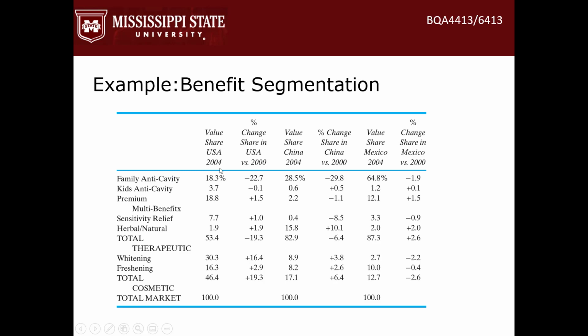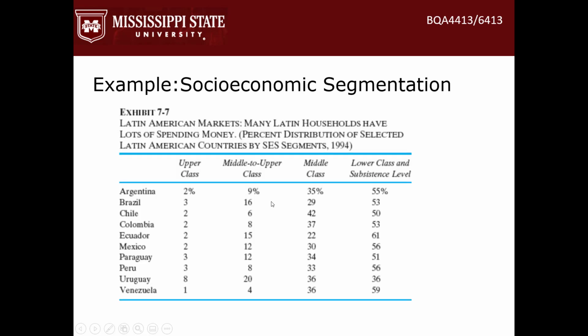So here's a little example of a segmentation for different countries, and this is for toothpaste. And we have 3 different countries, and we have the different segments of the market, and we can see how the different segments of the market are doing relatively in different countries. So that's one example of a type of segmentation.